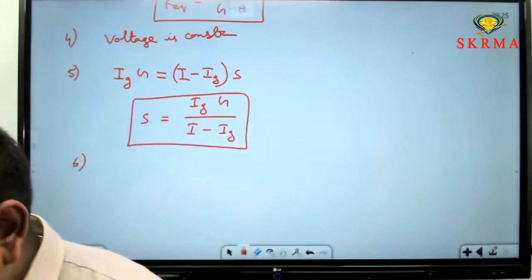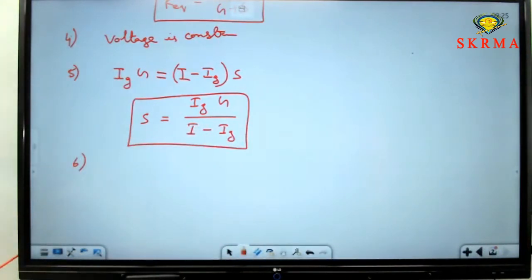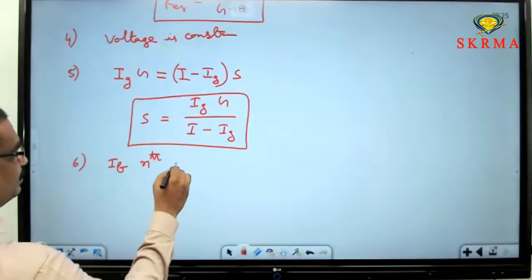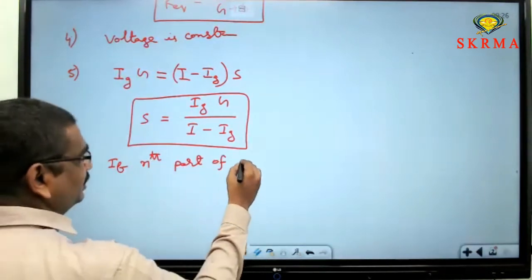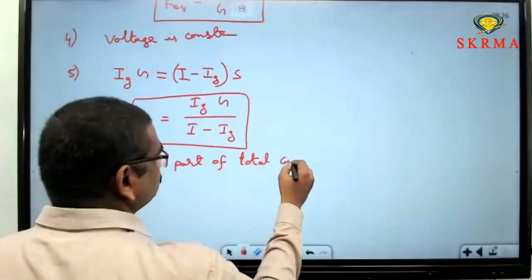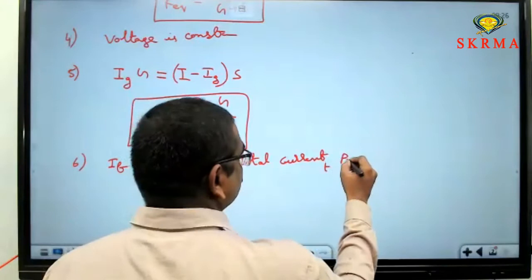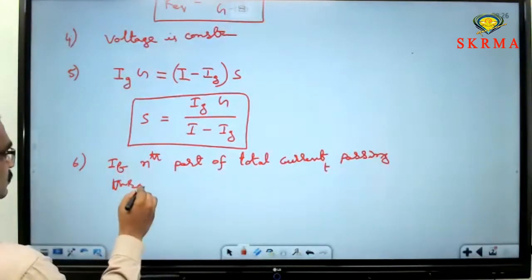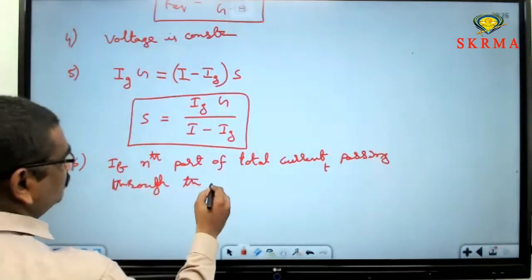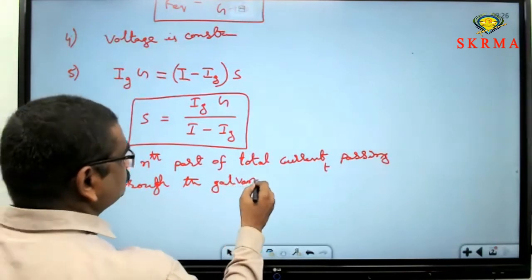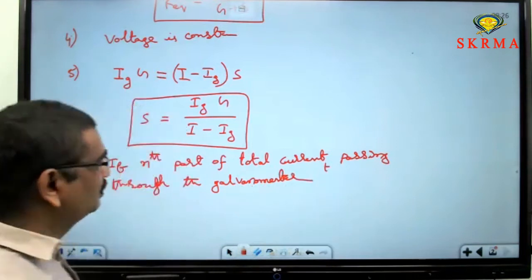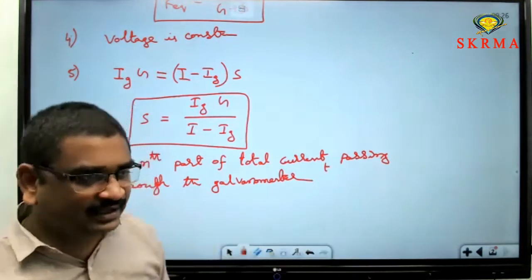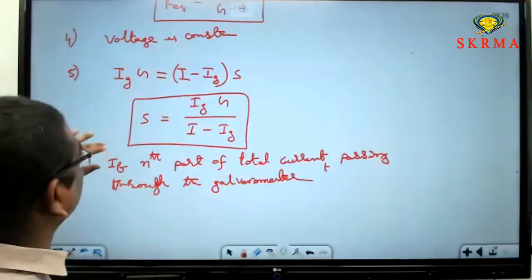If they said that only nth part of the total current is passing through the galvanometer, then the above equation we can write like this.